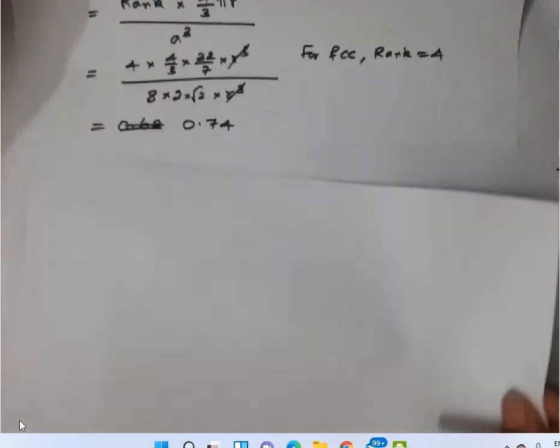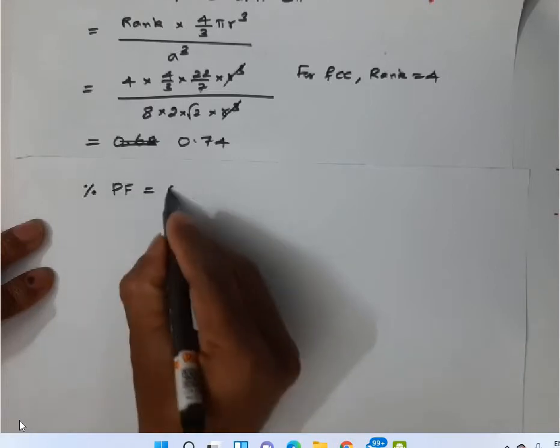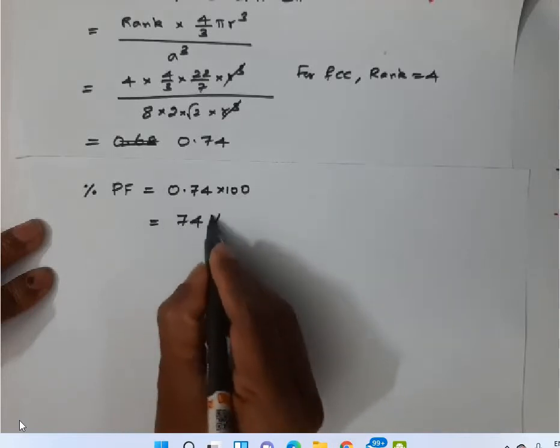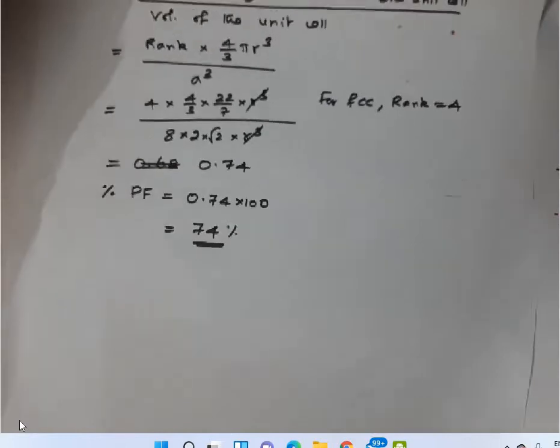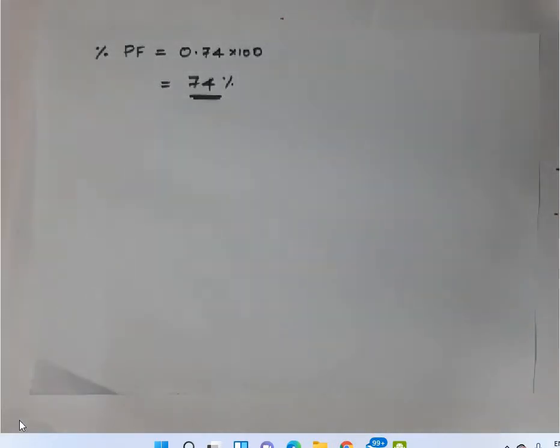Percentage packing fraction, if you want percentage, you just multiply this by 100, you will get 74%. What does this indicate? It indicates that out of 100%, 74% is occupied, okay, and the remaining 26% exists as empty space. Okay, that's a point you should keep in mind. This is for the FCC unit cell. For the face centered unit cell, 74% of the volume of the unit cell is occupied and the remaining 26% exists as empty space.